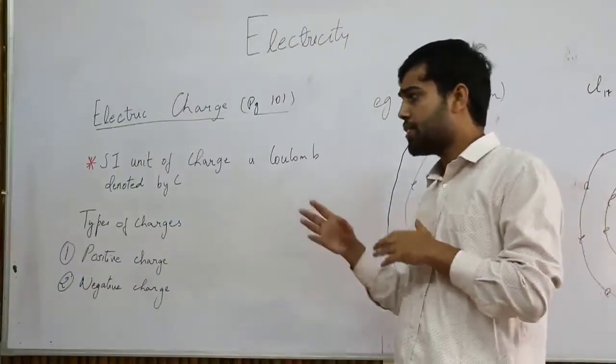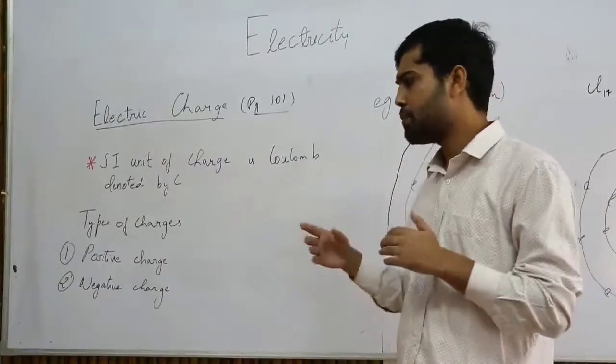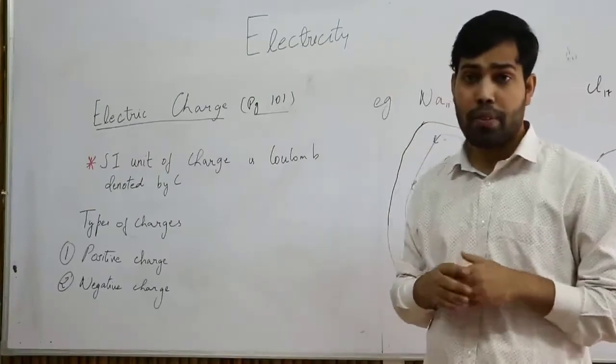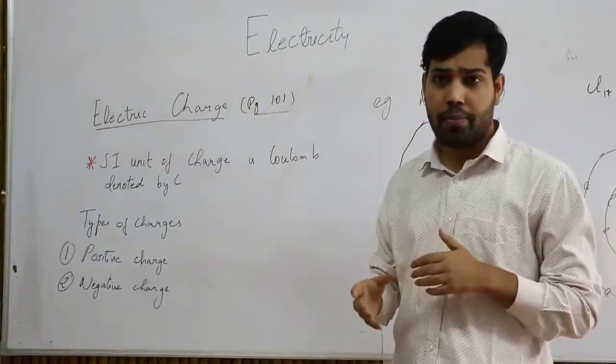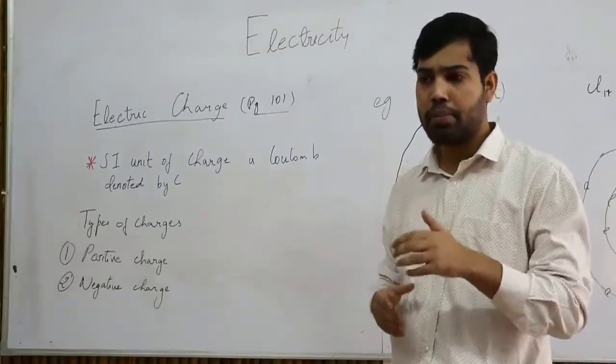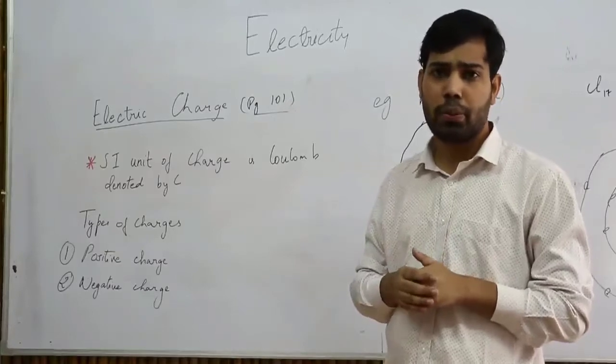There are two types of charges. We have the positive charge and a negative charge. What is positive charge? According to the definition given in the book, it is an object where there is a deficiency of electrons. What it means is that there is a lesser amount of electrons compared to protons in this substance.